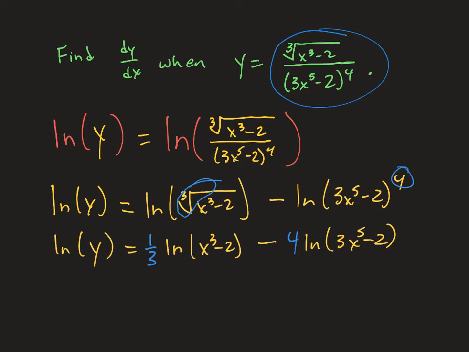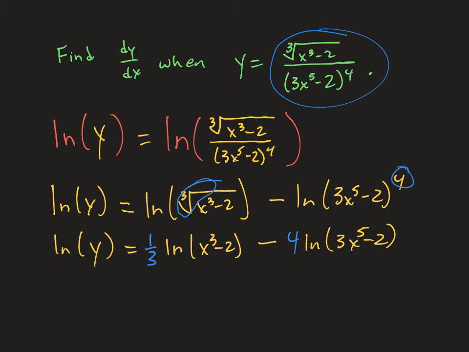So we've used the properties of logarithms to break this thing down into smaller pieces. At this point, there's nothing else that we can do to simplify this. The x cubed minus 2, we can't do anything with that little 2. Don't be tempted to bring that out in front. You can't use logarithms to break up a binomial like that. Same thing with 3x to the 5th minus 2. That's a binomial that we're stuck with.